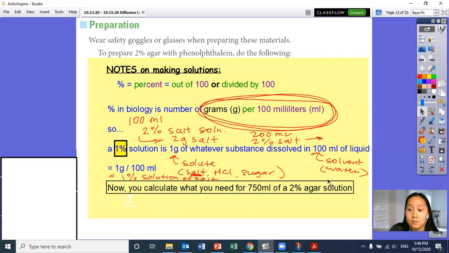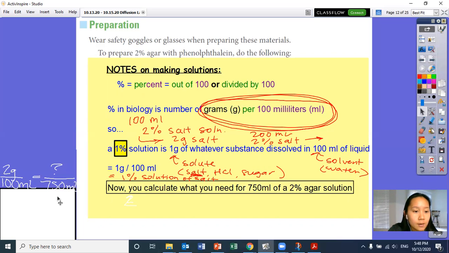How many grams? Okay. And I will give you a hint for your setup. If you have 2 grams over 100 mils, that's the correct concentration that you want. Now, what you're trying to find out is how many grams of agar you need to add into a 750 milliliter amount of water in order to get the right concentration, right? So you're going to be cross multiplying and then solving for this question mark. Okay, and I will be grading that.